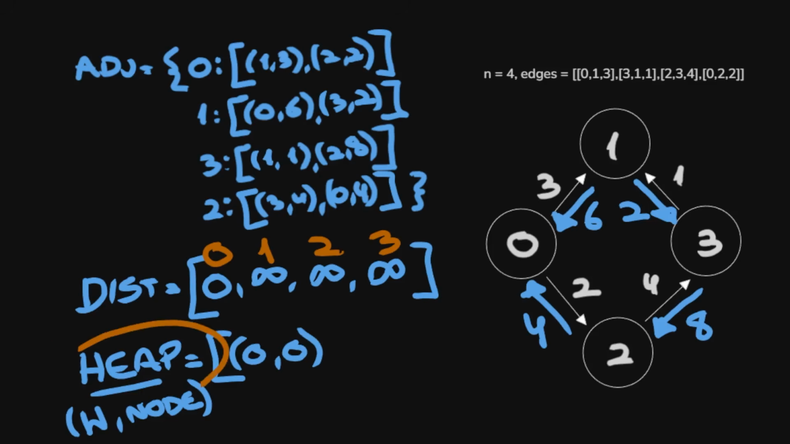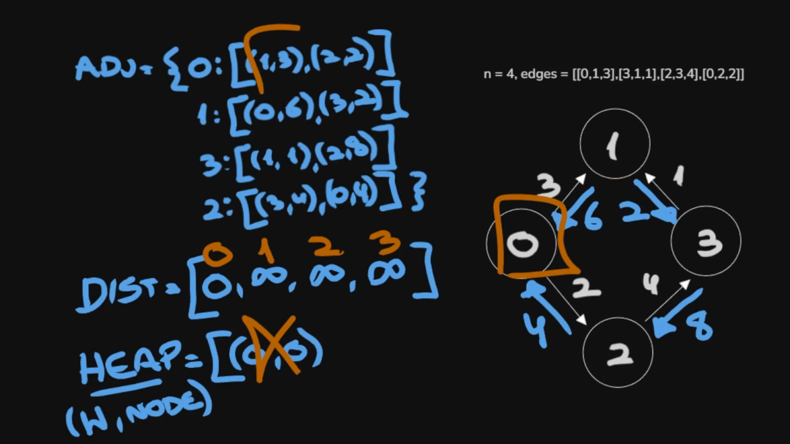And now we are using this as a simple queue. While we have something in this heap, we are popping the first tuple. First we pop this tuple. Here the weight is 0 and the node is 0. So we are standing here and we are checking every neighbor. So we go to our adjacency list at 0 and here in this array we have 2 tuples. We have this neighbor and this neighbor, meaning these 2 neighbors.